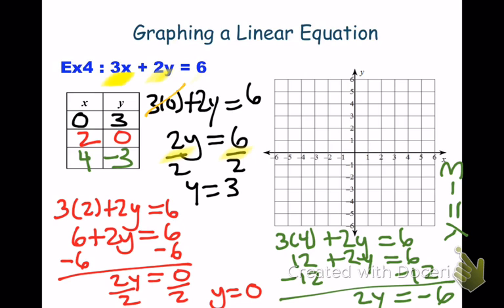So first point is 0, 3. 0 on the x-axis, 3 up. Second point, 2, 0. 2 on the x-axis and stay there. Point number 3 is 4 on the x-axis and down 3. So these are lined up perfectly. So let's just go ahead and connect the line from end to end. Put arrows on it and we are done.